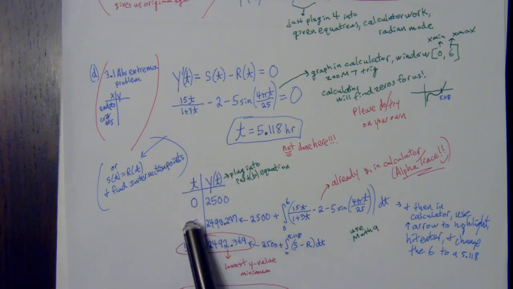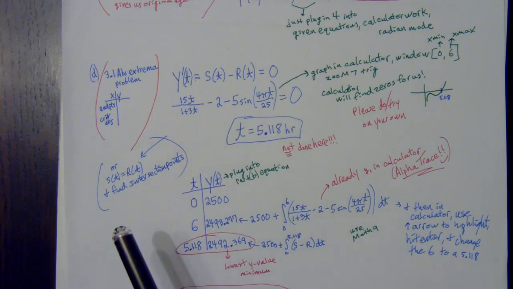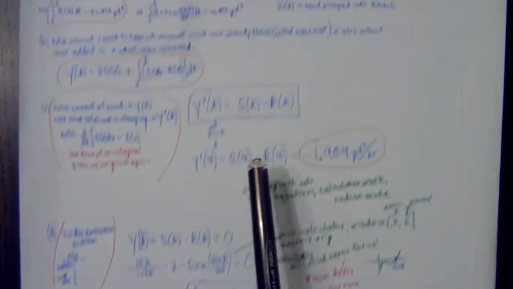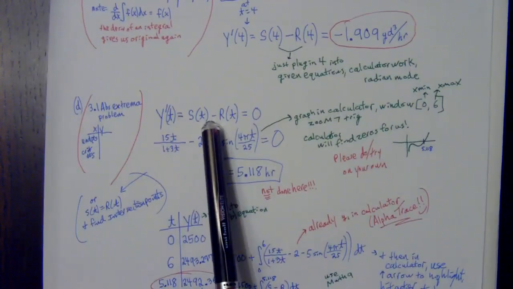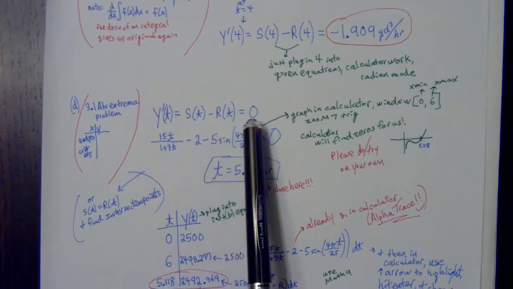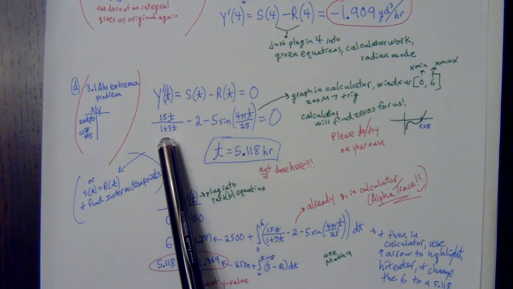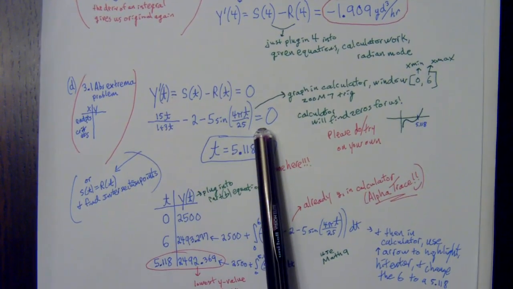I already know I'm going to check the endpoints there. Let's get the critical numbers. Again, we're going to take that derivative we already set up in letter C. That's what my derivative was equal to for that total amount of sand, and we need to set this equal to 0. Now, this is a very difficult equation to solve without the calculator. You're not meant to solve that without the calculator.